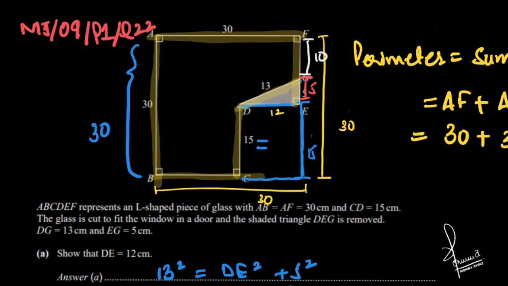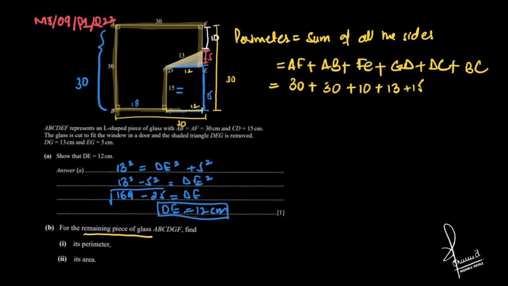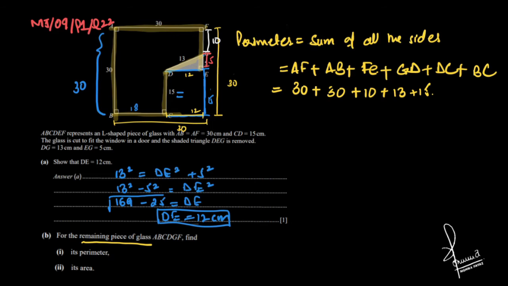This you have already calculated as 12. So if this is 12, this is also going to be equal to 12. Now this is 12, this is 30, so what will you have here? 30 minus 12 which is 18. So what did you get for BC? BC you got is 18.